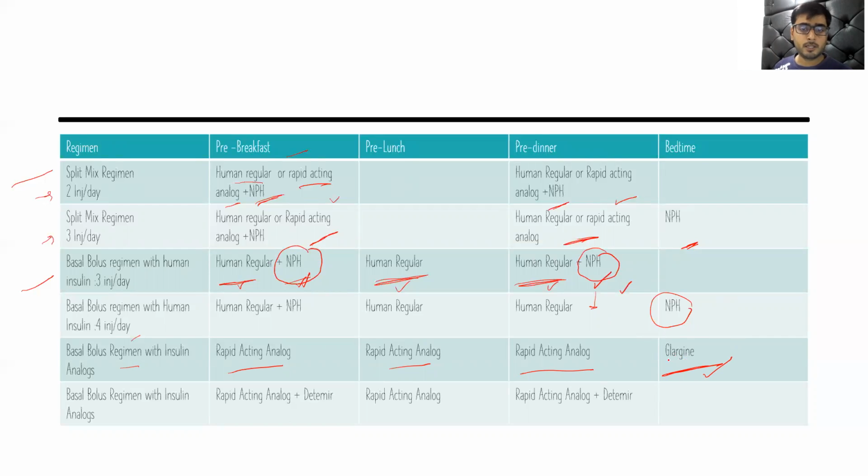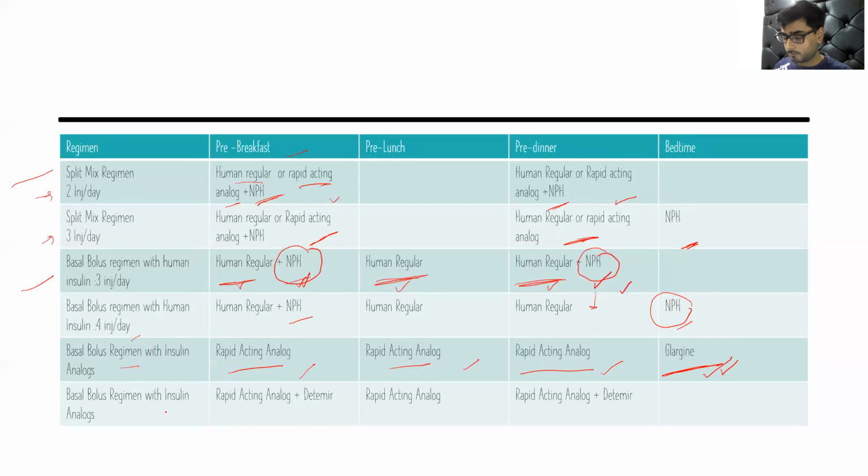It is long acting. So breakfast sugar levels will be taken care of by the rapid acting analog pre-breakfast. Again, pre-lunch will be taken care of by the rapid acting analog. Again, pre-dinner the blood sugar levels will be covered, and throughout there will be a basal level maintained by glargine. And in this 4 injection regimen with human insulin, the basal levels are taken care of by NPH from morning to night, and by the bedtime NPH from night to morning.